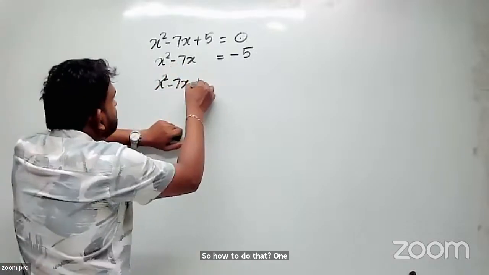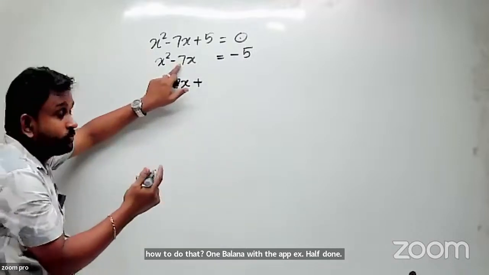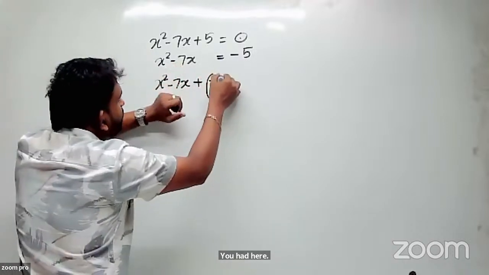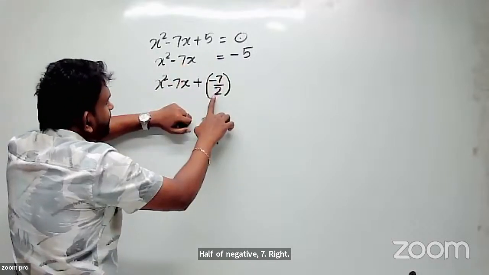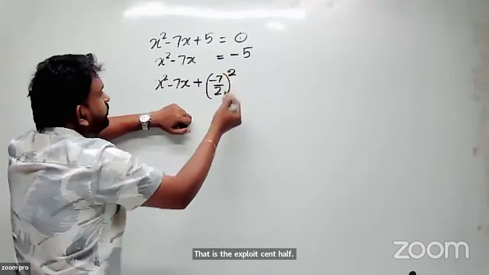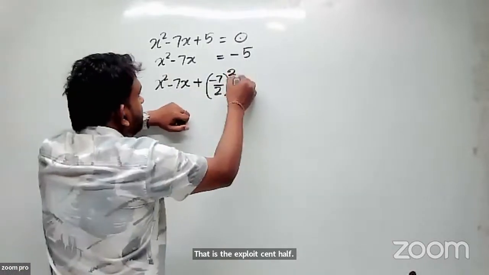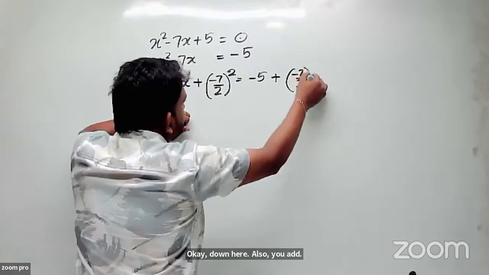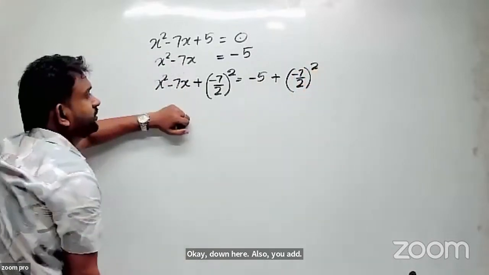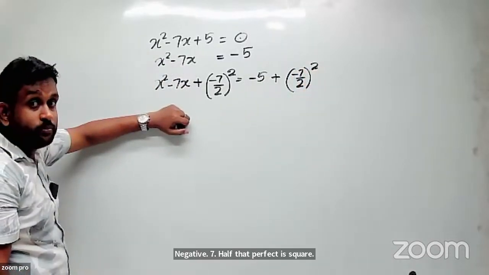You add here half of 7, right? Half of negative 7, right? That is the x coefficient half, right? And you add that square to both sides. Okay, then here also you add negative 7 half, that perfect square. That square is to be added to both sides.